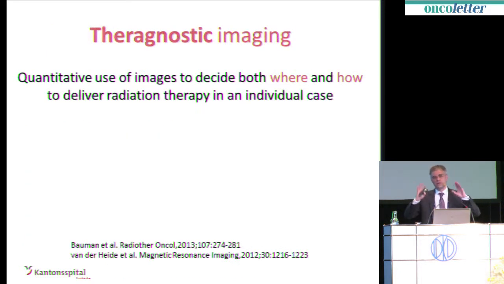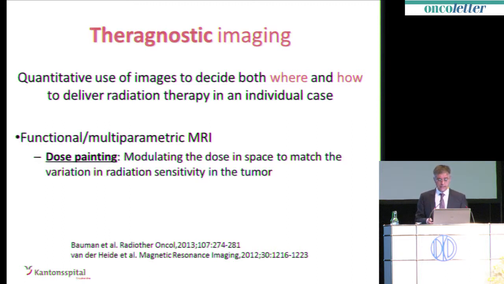Then, looking a little bit into the future: theragnostic imaging. Probably you have heard of theragnostic. That's basically a new way of looking at treatment, using the images to decide both where and how to deliver radiation therapy in an individual case. And functional and multiparametric MRI is actually helping us to do that.